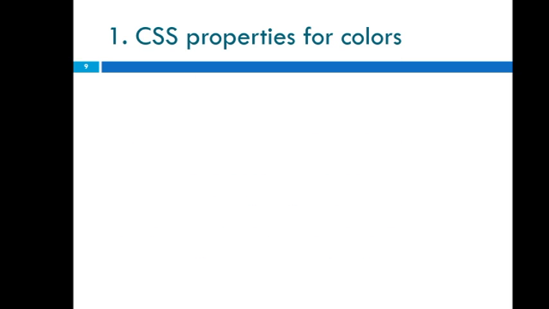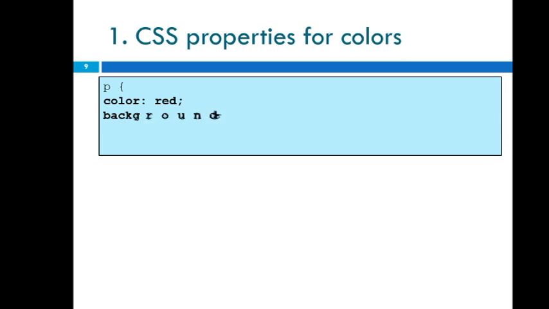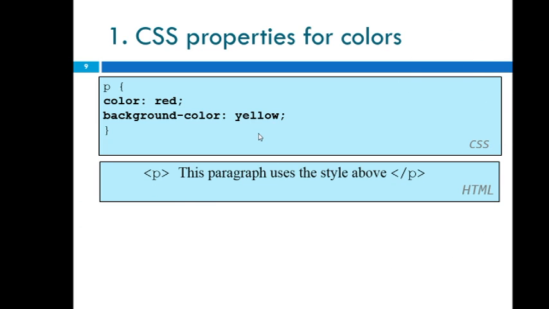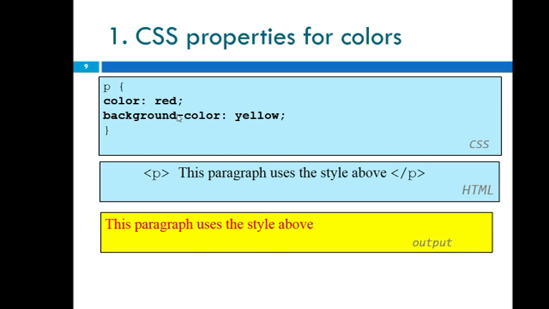Now the first one is the CSS properties for color. So how you will apply the color to your heading or paragraph. Okay, this is one example. We're applying a red color to the paragraph and yellow background color to the paragraph. And this is a CSS file, okay, and this is the HTML code, okay, written in the Notepad. Both can be written in the Notepad. And this is the output of a combination of the HTML and the CSS.